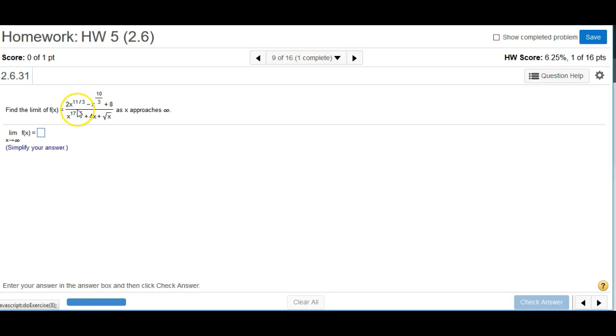So I look for the highest power of x, since again I'm going to infinity. Let's see: 11 thirds is 3 and 2 thirds, 10 thirds is 3 and 1 third, so this is a little bigger. 17 fifths is 3 and 1 fifth, so 3 and 2 thirds is bigger. So the highest power of x I see here is 11 thirds. Square root of x is the same as x to the 1/2.